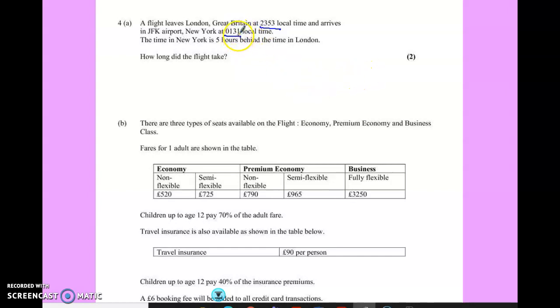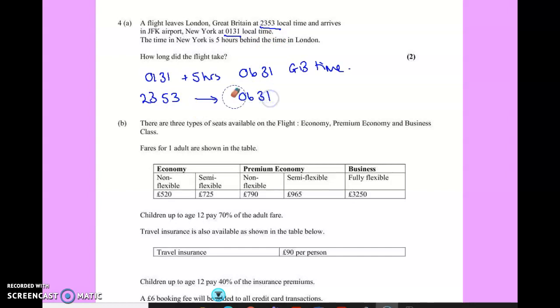Okay, so the flight landed at 1:30 New York time. So 1:30 add on 5 hours is 6:30, so that would be GB time. So my flight goes from 23:53 to 06:30.